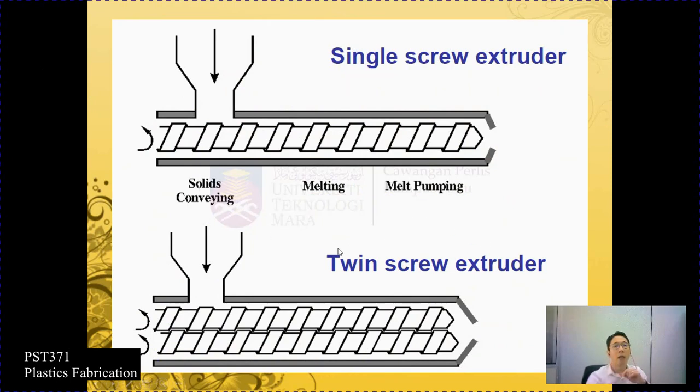Okay, the process is similar, but for twin screw extruder, it can be either co-rotating or counter-rotating. Co-rotating tu maksudnya dia rotate, dia berputar pada direction yang sama lah. Kalau clockwise, dia dua clockwise. Kalau counter-rotating, kalau satu clockwise, the other one is counter-clockwise. Faham eh? So, it can be either two.